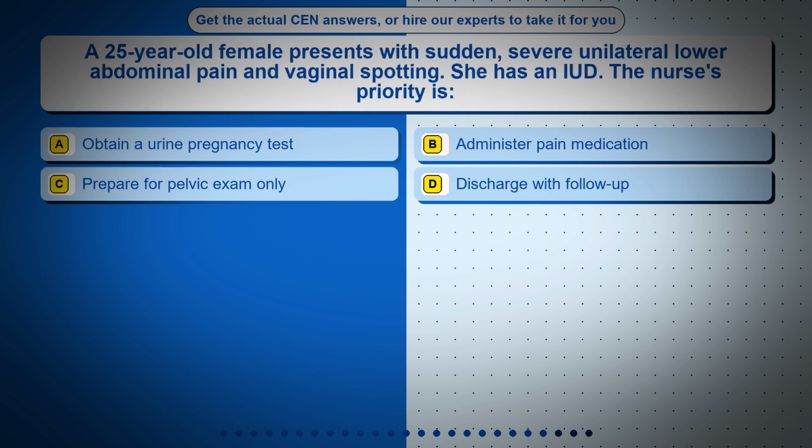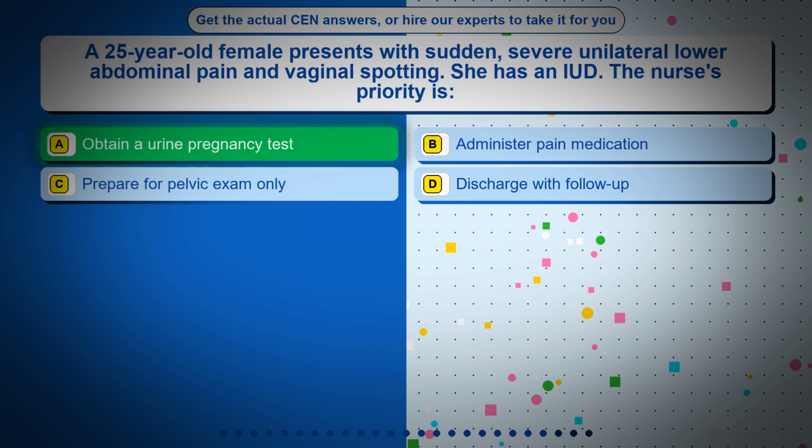Question 22. A 25-year-old female presents with sudden, severe unilateral lower abdominal pain and vaginal spotting. She has an IUD. The nurse's priority is option A, obtain a urine pregnancy test. Option B, administer pain medication. Option C, prepare for pelvic exam only. Option D, discharge with follow-up. The correct answer is option A, obtain a urine pregnancy test.